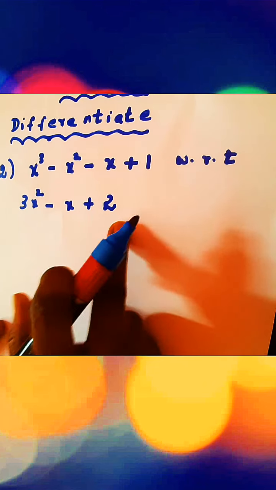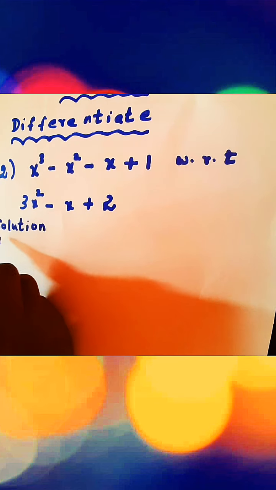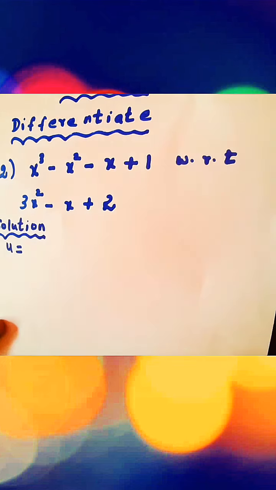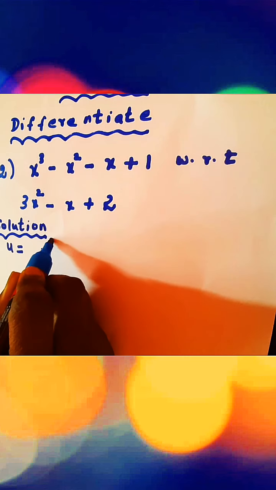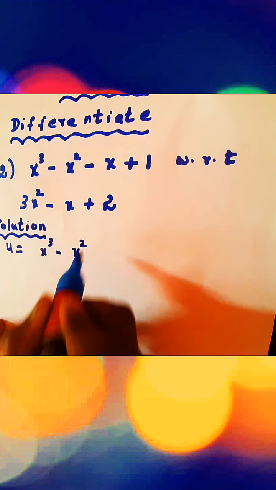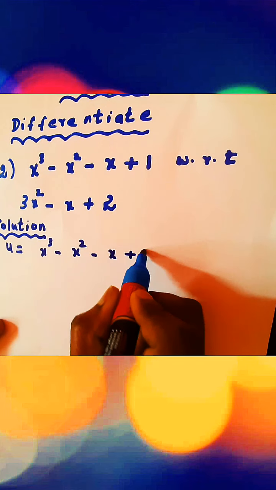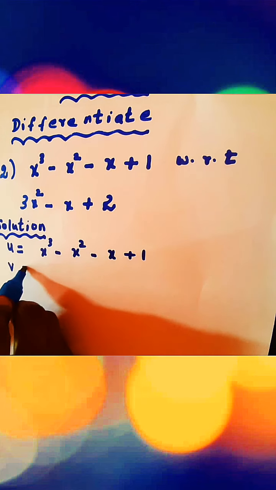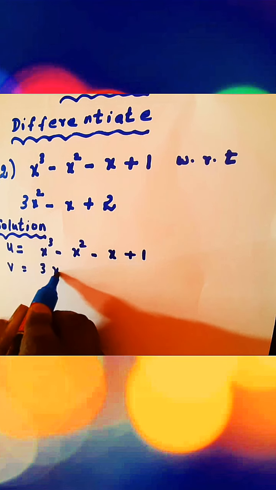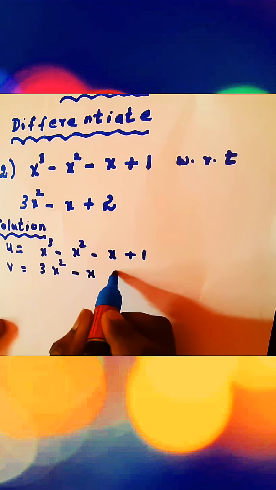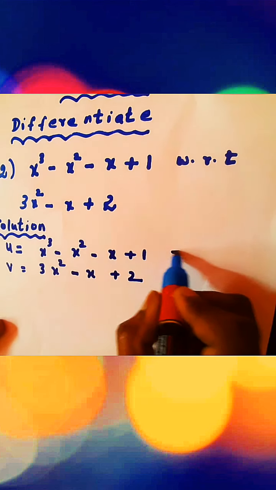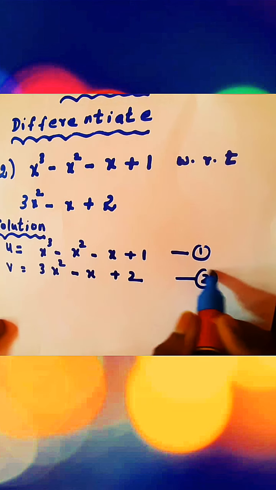So what we will do is first assign this equation to be u and this equation to be v. Solution: first take u is equal to, what is the given equation? x cube minus x square minus x plus 1. And what is v? The next equation is 3x square minus x plus 2. We'll take this as equation 1 and this as equation 2.